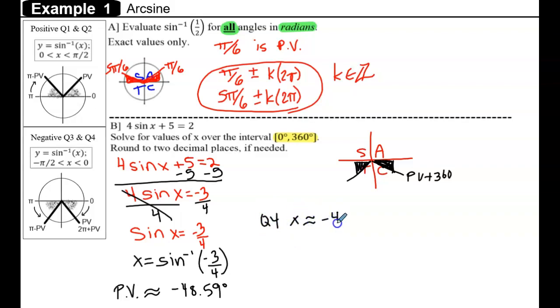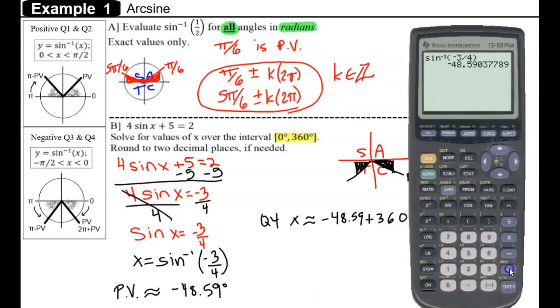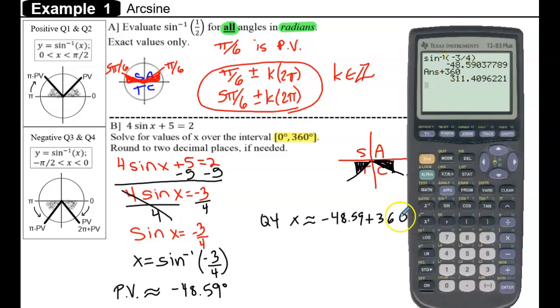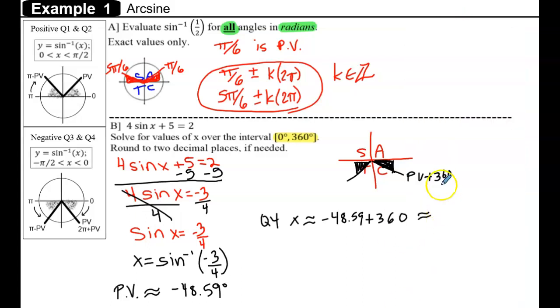So negative 48.59 plus 360 is 311.41 degrees. And that would be our quadrant 4 solution.